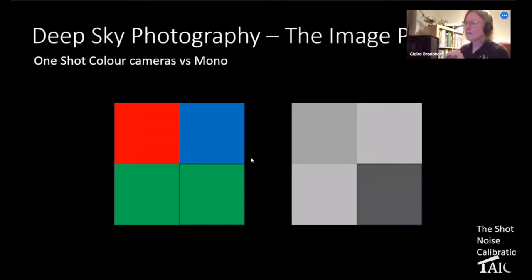Whereas the mono camera, every part of the pixel reacts to the red, every part of the pixel reacts to blue if you put a particular filter in front of it. So, but what we're going to be talking about is one-shot color cameras from this point onwards.